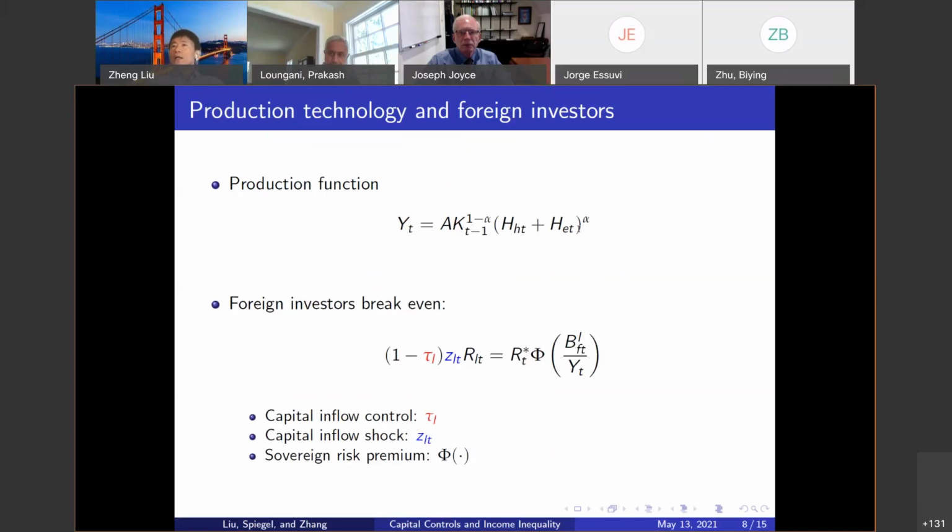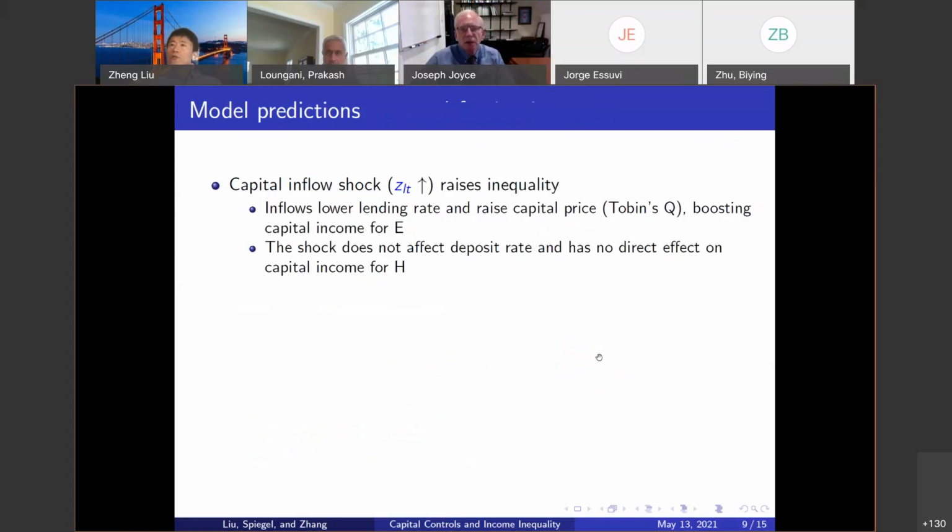And the foreign investors can lend to entrepreneurs. Entrepreneurs pay them RL, the same interest rate as a domestic bank obtains, but the foreign investor does not get RL, depending on the inflow tax, tau L, and also the inflow shock, ZL. The investor's financing cost depends on both the world interest rate R star and the sovereign risk premium. So I'll just summarize model predictions and go to the empirics quickly.